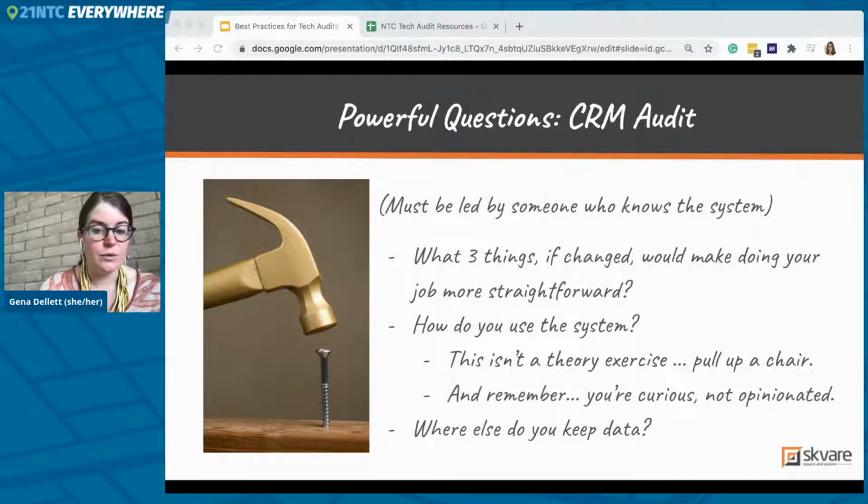And that when you do an evaluation like this, then you're not coming with strong opinions. So when I lead this process with any organizations I work with, my goal is to just understand, how are you using your existing system? Because often if you were to ask the question, what 3 things, if changed, would make doing your job more straightforward? That's a really difficult question.